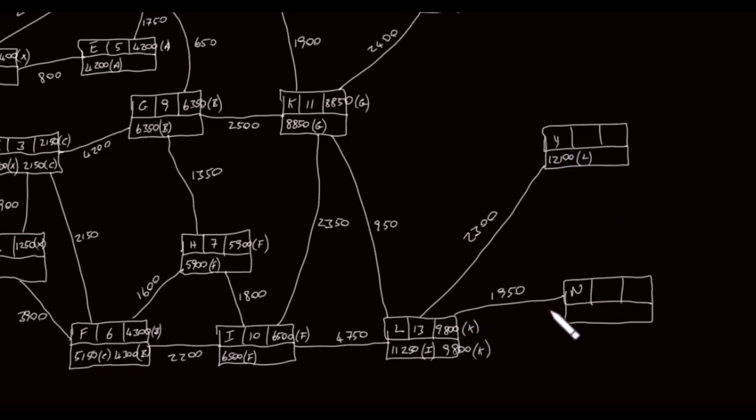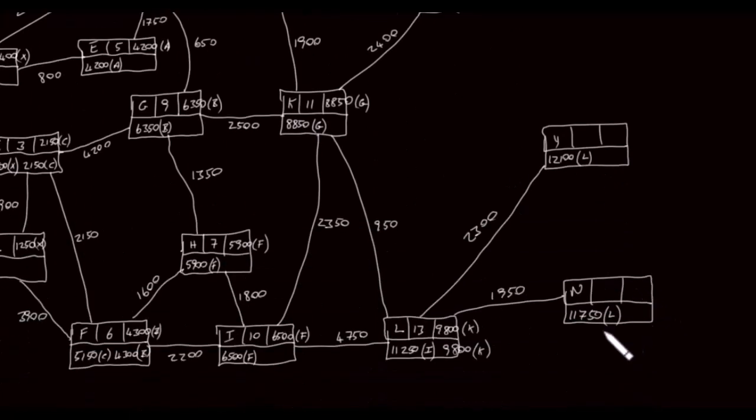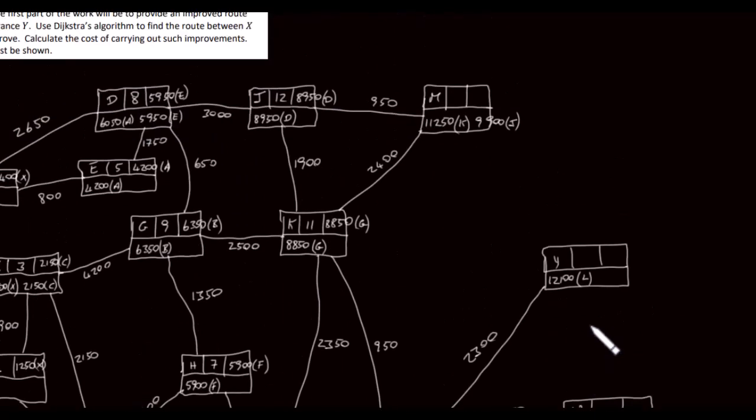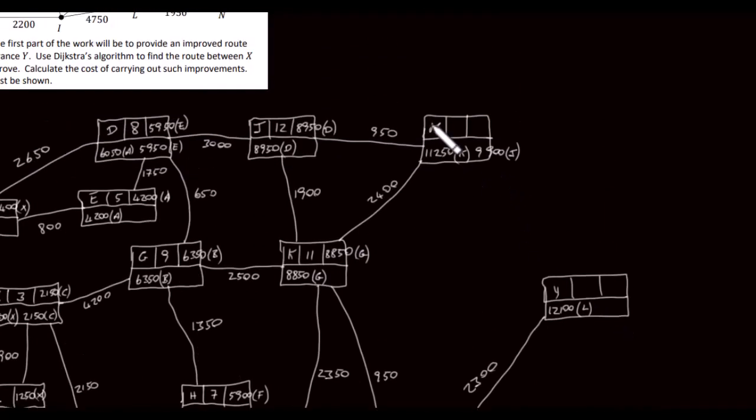And along here then to N, we are adding 9,800, 1,950. That's 11,750, I think. 11,750, yeah. And it is from L as well. Okay, so we're just about there. Let's see what we've got left then. We've got 9,900, we've got 12,100, and we've got 11,750. We're at 13, so that means the lowest one is this one, so M must be number 14. So M is 14, and we got 9,900, which is from J.